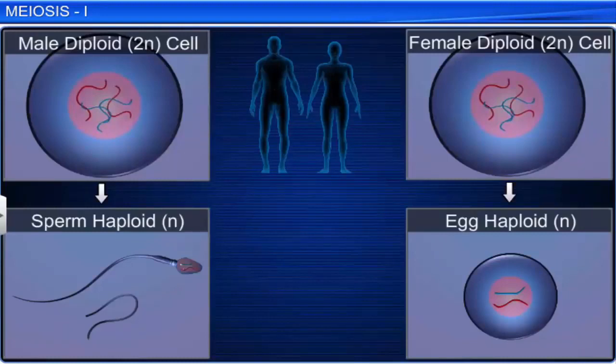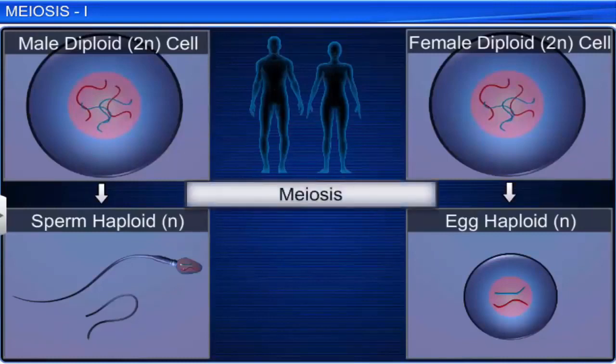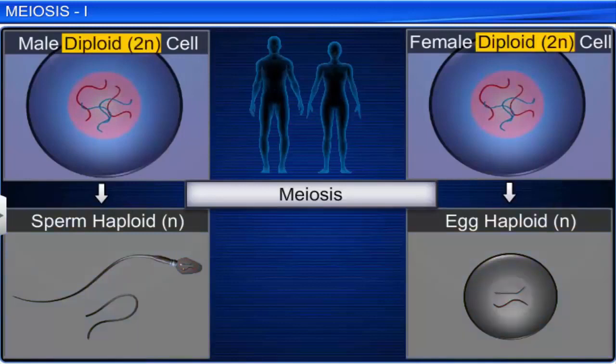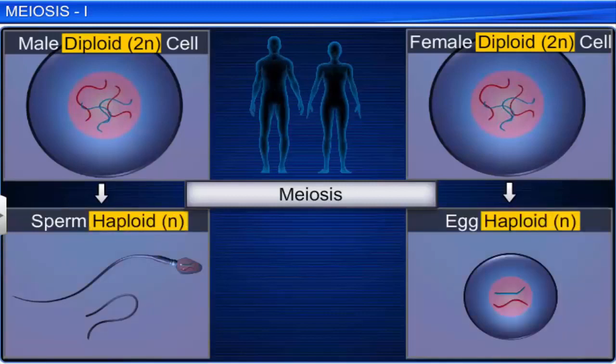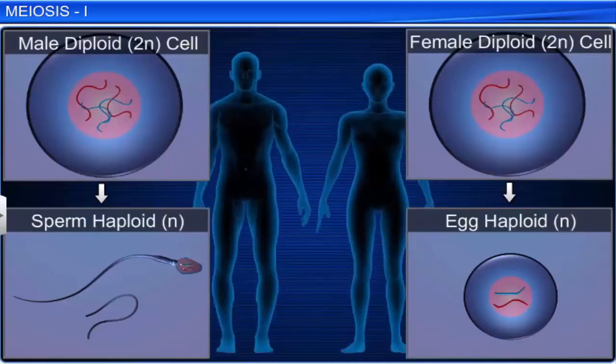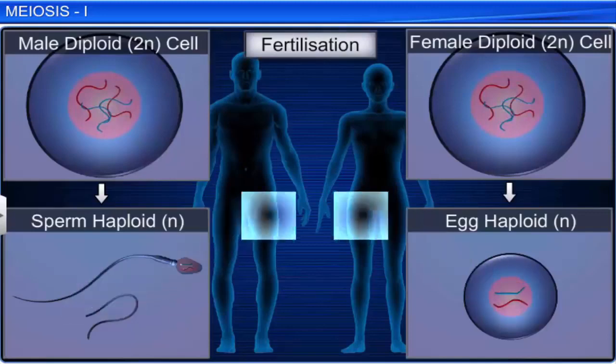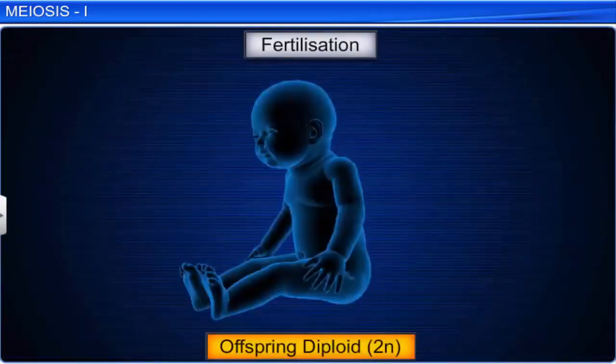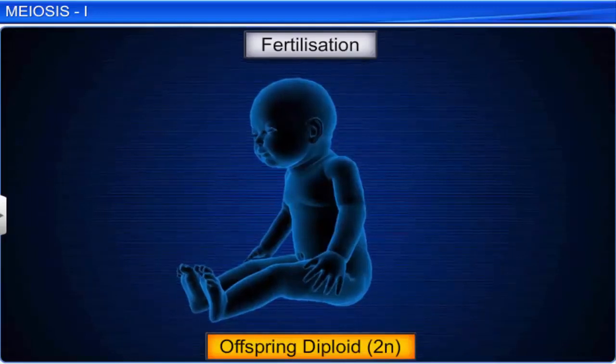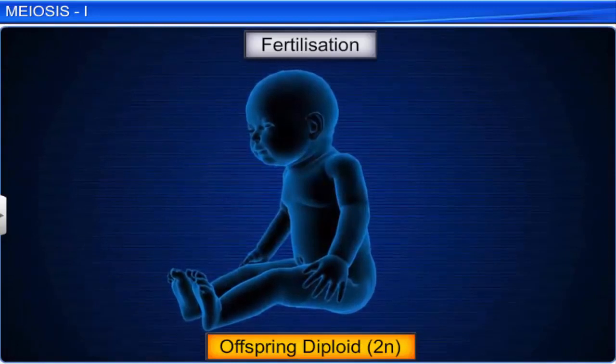In sexually reproducing organisms, meiosis results in the formation of sperm cells and egg cells. Cells that undergo meiosis are diploid with 2 sets of chromosomes. However, these diploid cells, after meiosis, produce haploid cells with one set of chromosomes. Later, during the process of fertilization, these haploid cells fuse to form a diploid offspring. Thus, meiosis helps maintain the chromosome number in a species.